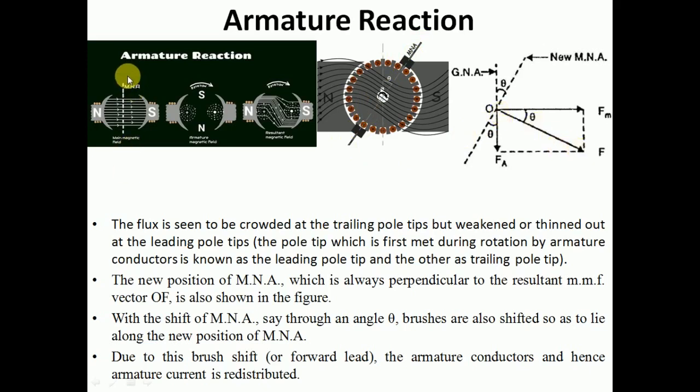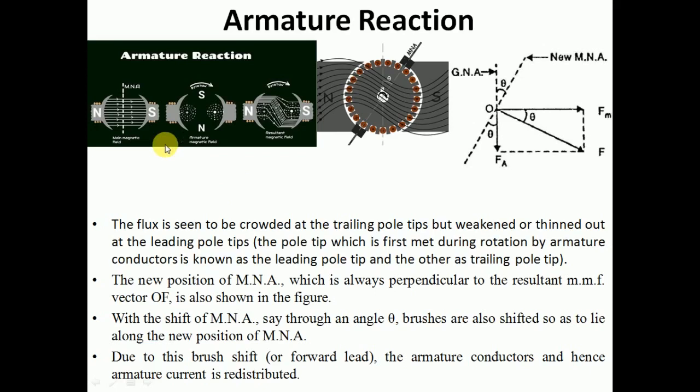Initially, when there was no armature flux, the magnetic neutral axis position was this. But due to the effect of armature flux, the resultant MMF is towards this direction, that is along OF, which causes the magnetic flux lines to flow like this. As the magnetic neutral axis always lies perpendicular to the resultant flux, it results in the shift of the magnetic neutral axis from this position to this position by an angle theta.